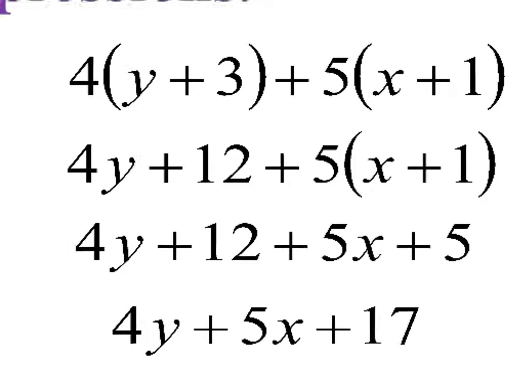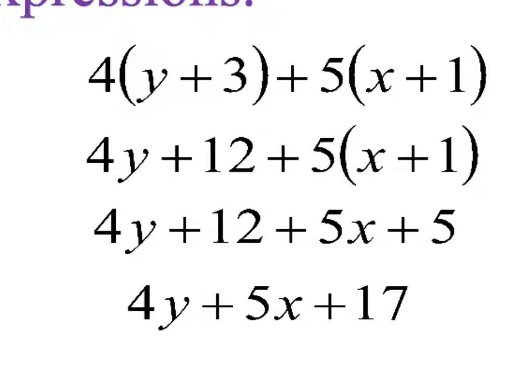Now let's look at this pretty long one. We're going to distribute the 4 to the y and then to the 3. Actually, I'm getting a slight step ahead of myself. The first thing we're going to do is 4 times y, which gives us 4y. 4 times 3 gives us positive 12. So that is the first step in the distribution.